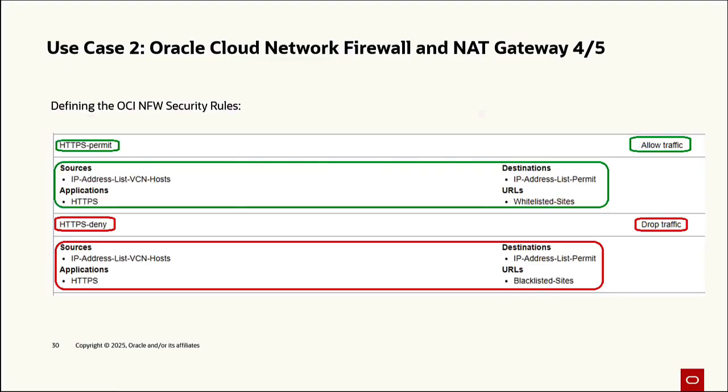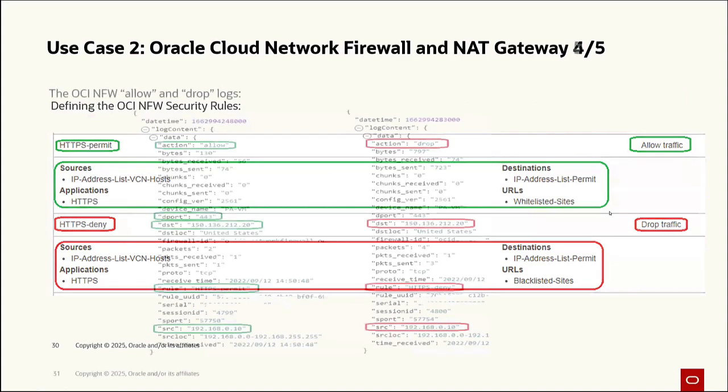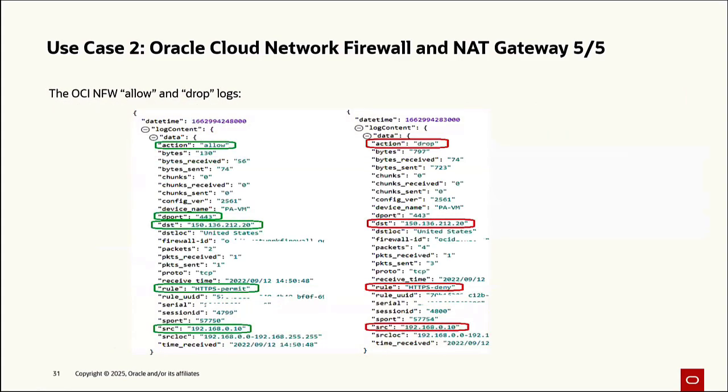We have generated some traffic from our VM. Remember that the NAT gateway is performing the source NAT of the traffic. It will replace the source IP address of the virtual machine with its own public IP address, right? And will send the traffic to our internet destination, which is 150. And let's see how the logs look in this case. Here we have the allow log, and here we have the drop one. Right. So here we have the destination port 443, the destination IP address, the source IP address, and the rule that was used to permit the traffic to production 1 and production 3, which is HTTPS permit. Right.